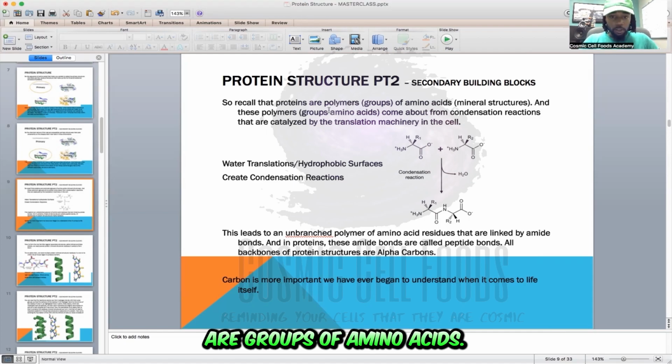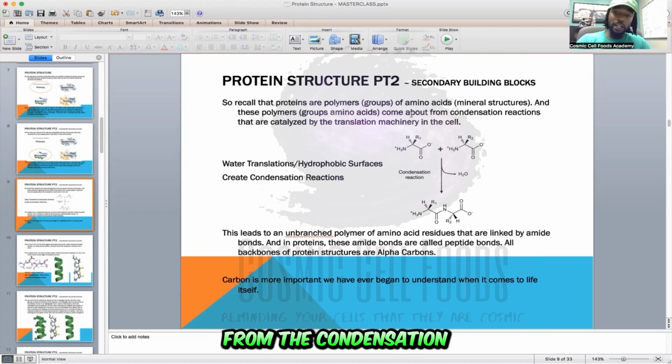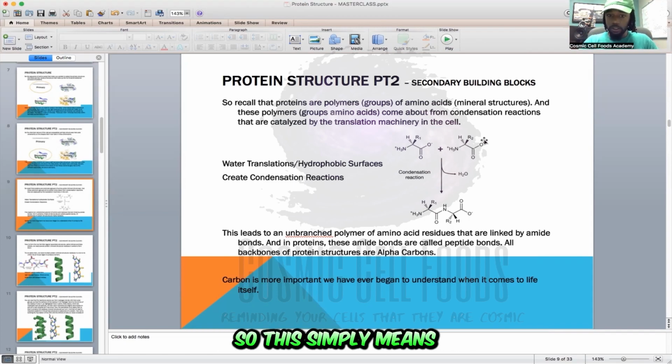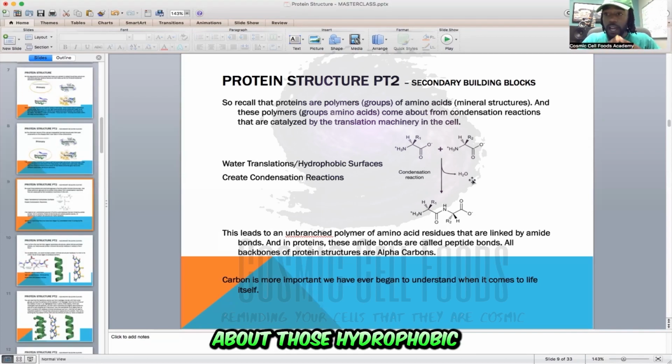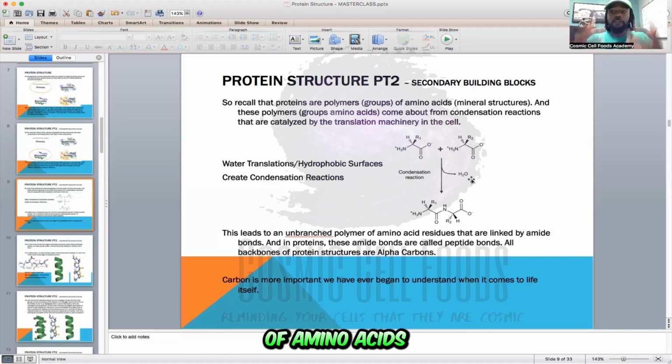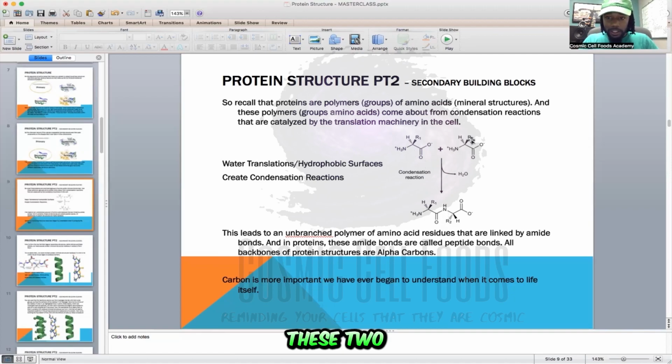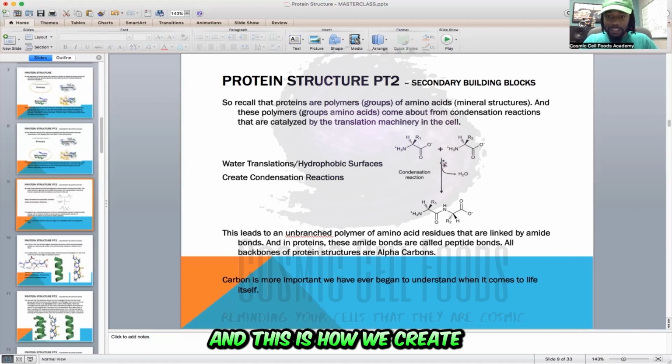These polymers, or groups of amino acids, come about from condensation reactions that are catalyzed by the translation machinery in the cell. This simply means that water and hydrophobic surfaces create condensation reactions. When we were talking about those hydrophobic residues, these hydrogen bonds are what create these groups of amino acids, and this is how they bond themselves together. Condensation reaction, water, as you can see right here, binds these two amino acids together, and this is how we create secondary building blocks of proteins.